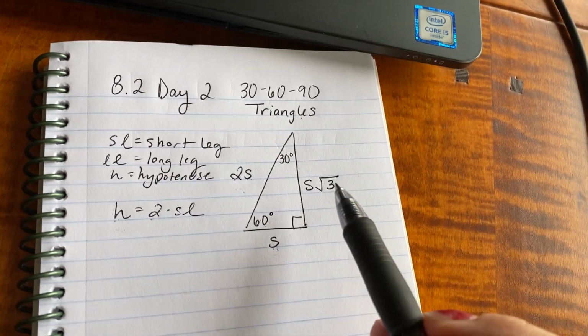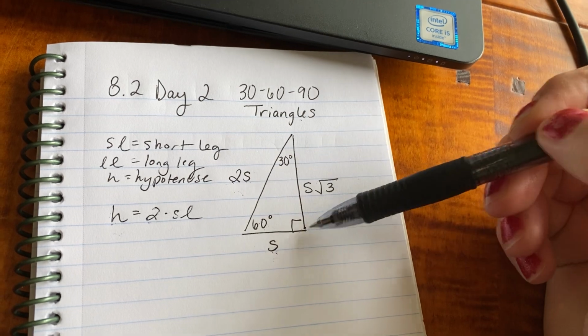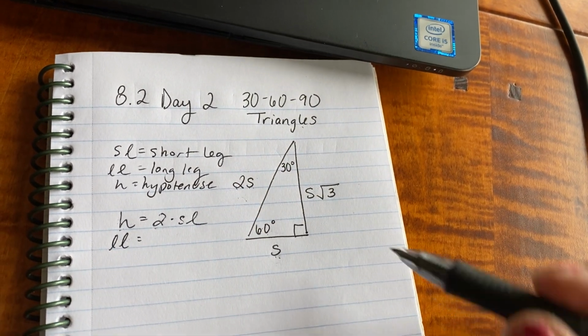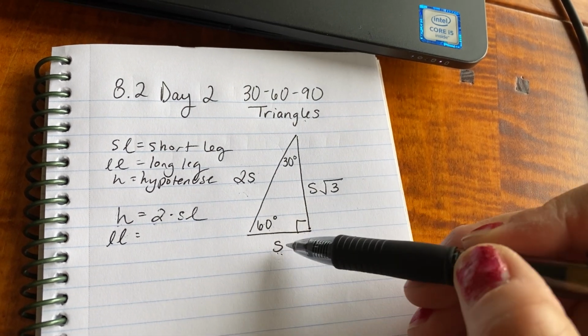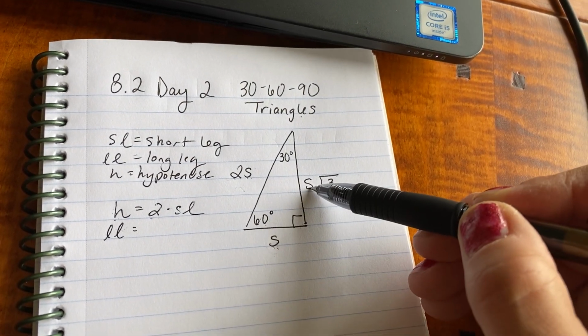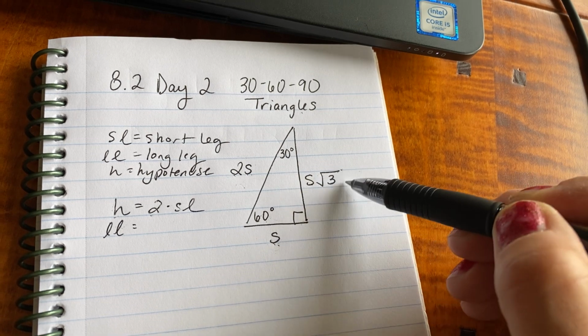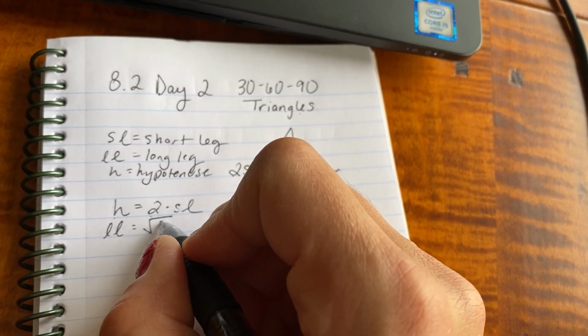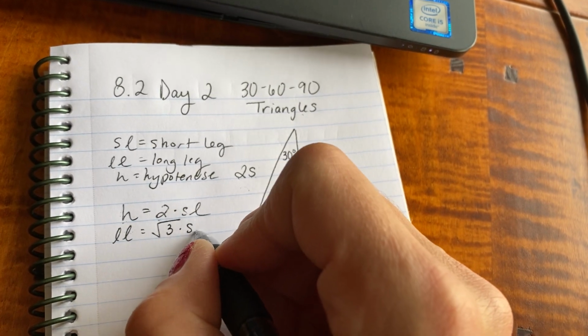The second equation is how to come up with this long leg length. That's what earlier we said LL represents, long leg. And if you look over here at this diagram, to get it, you're simply going to, once again, take the short leg length, and now you're multiplying it by the square root of 3. So take the square root of 3 and multiply it by short leg.